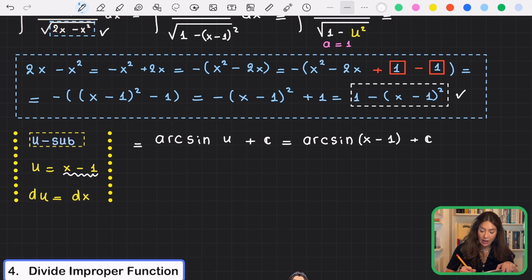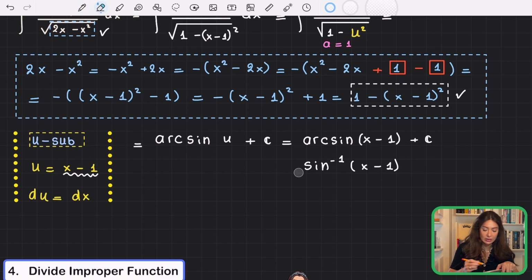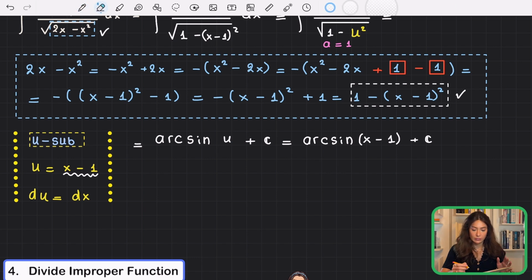By the way, arcsine and sine is the same exact thing. It's just 2 different notations. So don't let that confuse you.